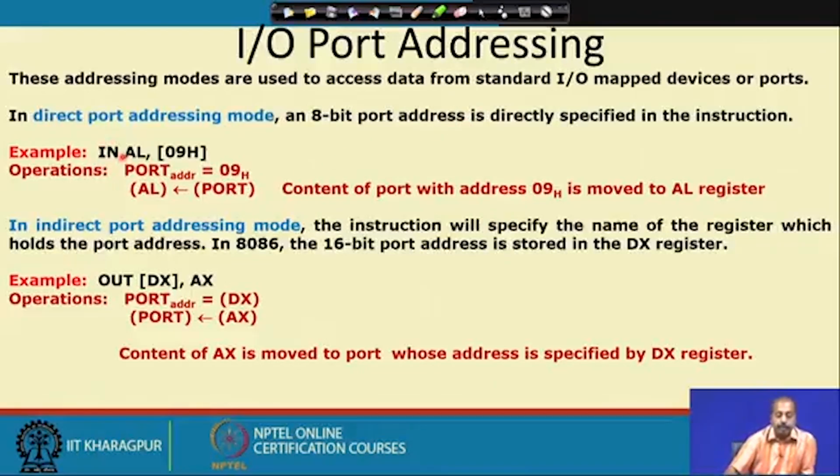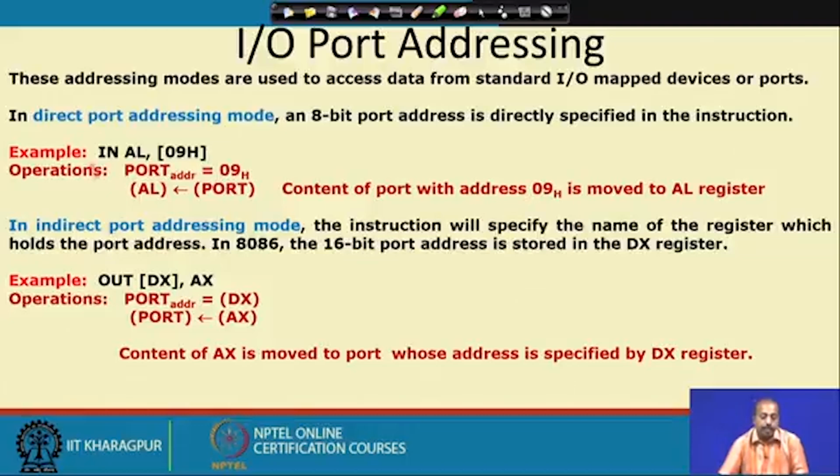In direct port addressing, we can have an 8 bit port address directly specified like this. I can have IN AL, 09 hex. So this port address is 09 hex. On the address bus this 09 hex will be put, and it is expected that the corresponding device will get selected and the value will be available on the data bus.